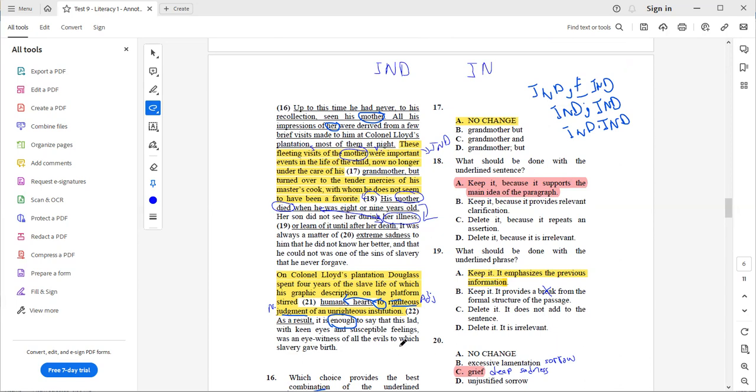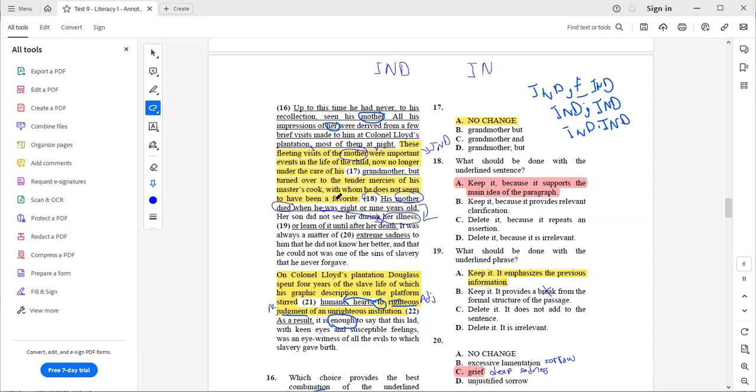Number 17. We're going to read the whole sentence, Dr. Hamza. These fleeting visits of the mother were important events in the life of the children, now no longer under the care of his grandmother, but turned over to the tender mercies of his master's cook, with whom he does not seem to have been a favorite.